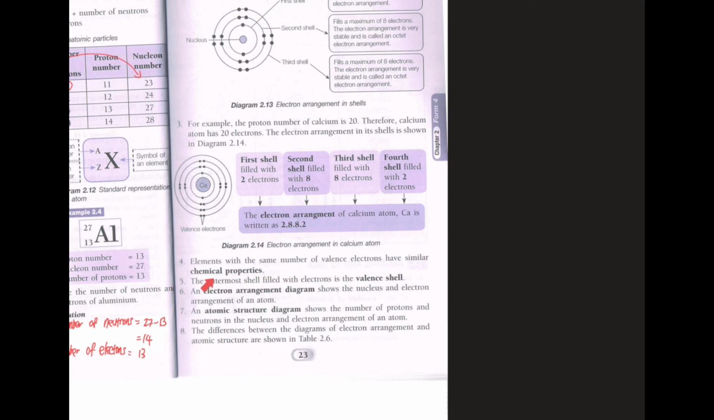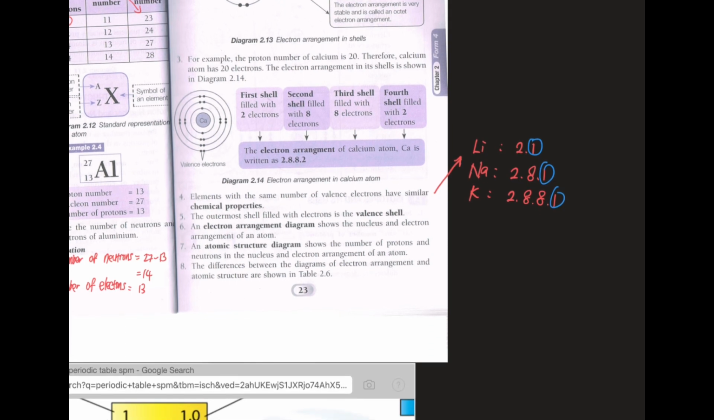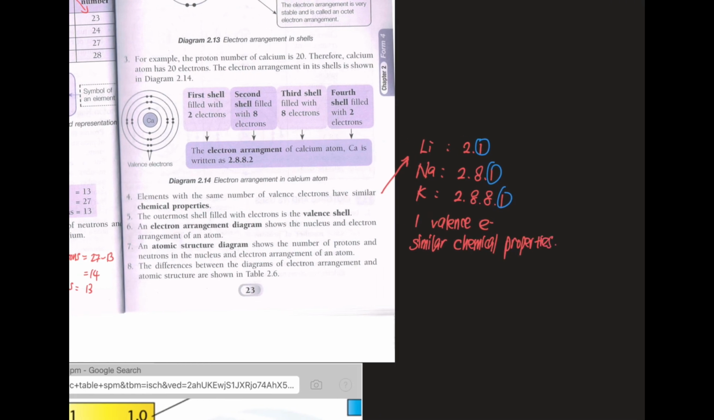Elements with the same number of valence electrons have similar chemical properties. For example, lithium has 2.1, sodium 2.8.1, potassium 2.8.8.1. The valence electrons is the last number. They all have 1 valence electron. So they have similar chemical properties. That means they have the same chemical reactions.